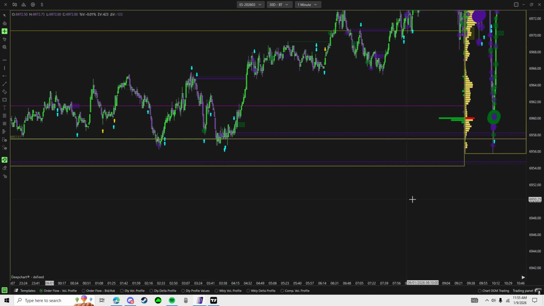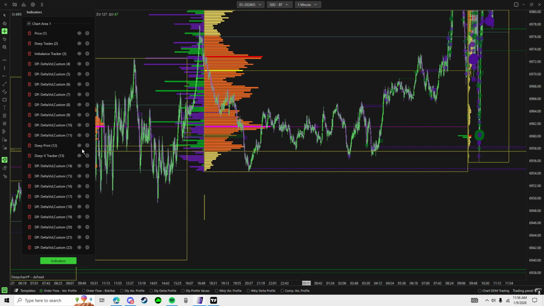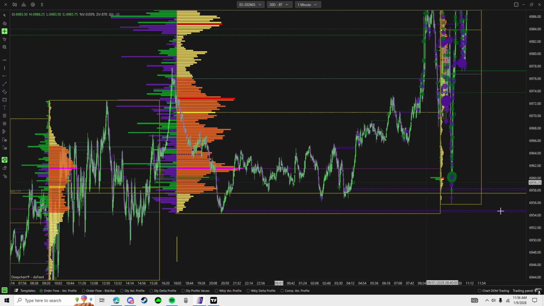Actually, let's go over this new indicator first because it is a confluence that I used for this trade. This is the Deep V tracker on Deep Charts. It basically tracks a lot of the things that I look for in these big bubbles, but it is more accurate and less discretionary. Overall, it's probably a lot better than my own readings of the chart.